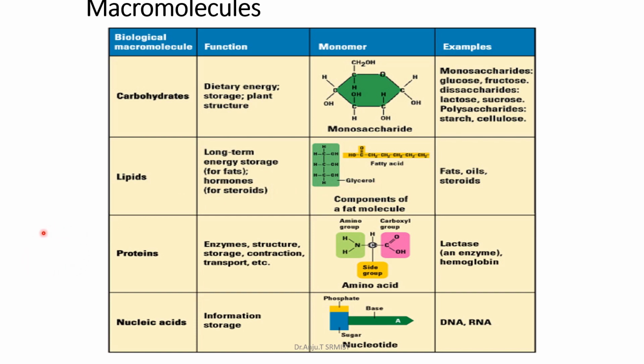The third type of macromolecule, a very important one, is proteins. They have various roles. They act as enzymes, as structural compounds, for storage, for transport, and various functions are performed with the help of proteins. The monomeric unit of proteins is amino acids. Nucleic acids are the other type of macromolecule. The major role of nucleic acids is to store genetic information. The monomeric unit of nucleic acids is nucleotides. The types of nucleic acids are DNA and RNA.